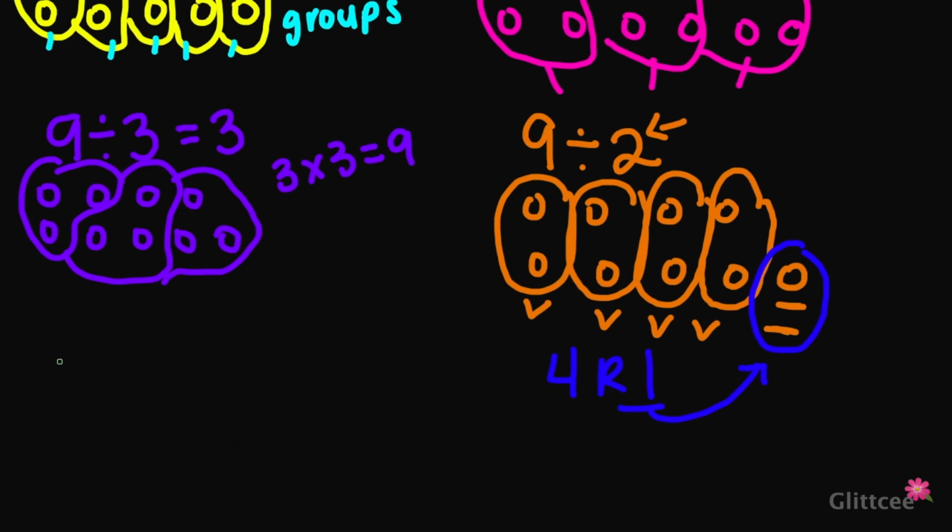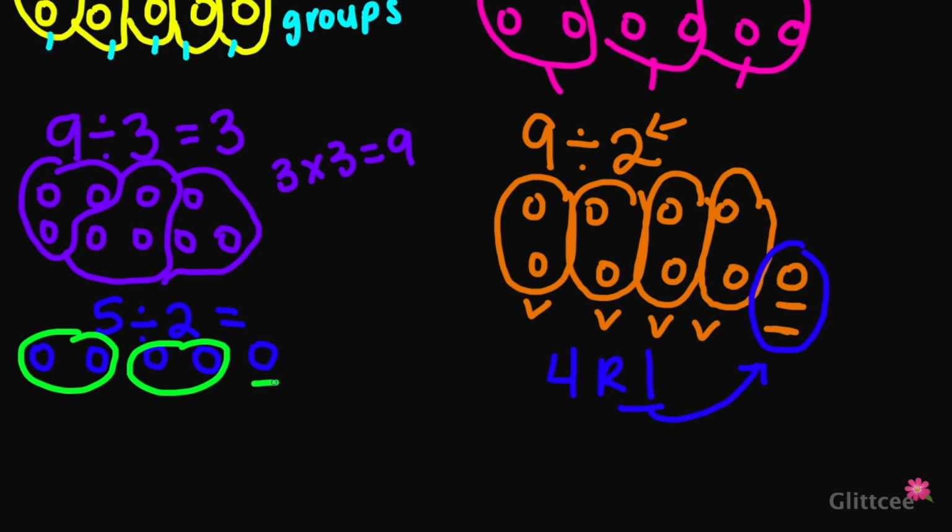Okay, let's try another one. Let's do 5 divided by 2. 1, 2, 3, 4, 5. We'll do 5 divided by 2. I have a total of 5 marbles and I need to put them in groups of 2s. 5 divided by groups of 2s. So this is a group, this is a group, and I have this little marble all by himself. So how many groups of 2s do I have? 1, 2, and I have a remainder of 1.